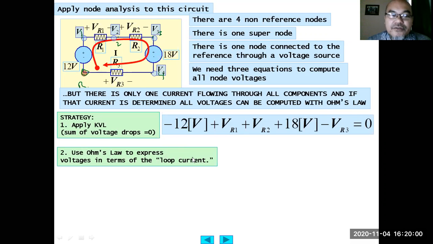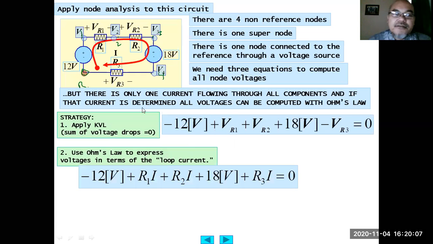Okay, then you use Ohm's law to express voltages in terms of this loop current. So this VR1, you express using Ohm's law. Instead of VR1, you use the current I multiplied by R1, or R1 multiplied by I. VR2 is R2 multiplied by the current I. VR3 is I multiplied by R3. Okay, now be careful.